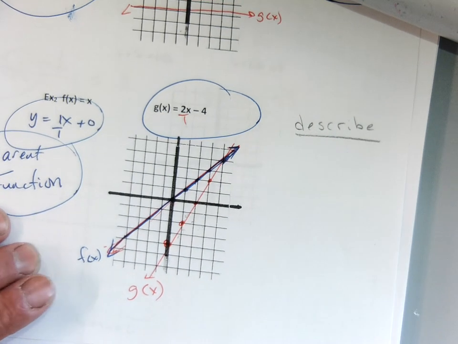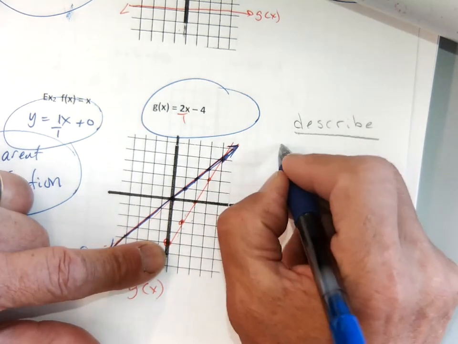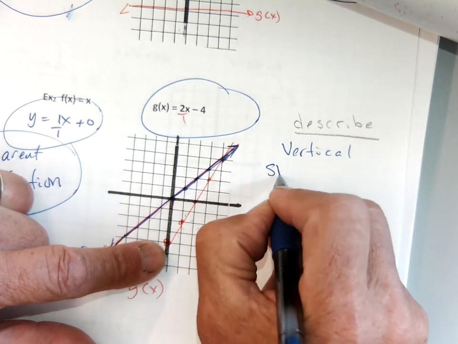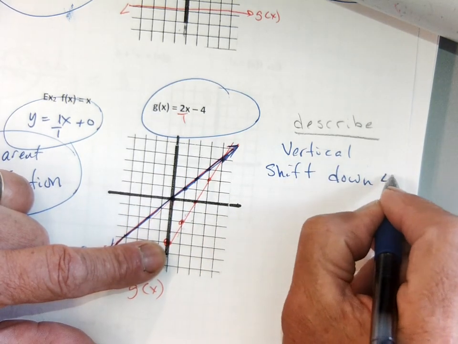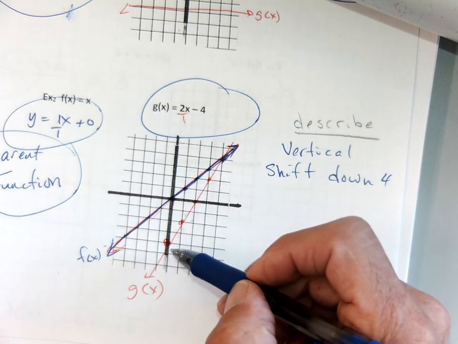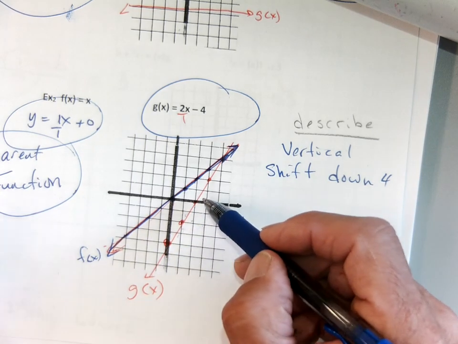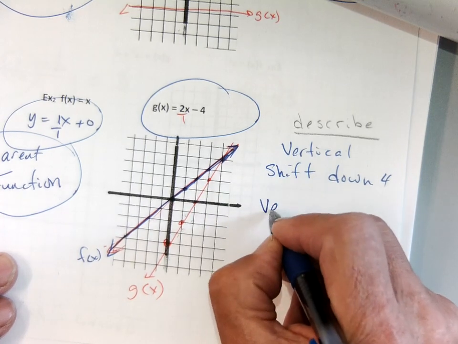So I'm going to say we did a vertical shift down 4, right? So we took this blue graph, went down 4, right? And since we made it twice as tall, see how the graph is twice as tall now? So we did a vertical stretch.